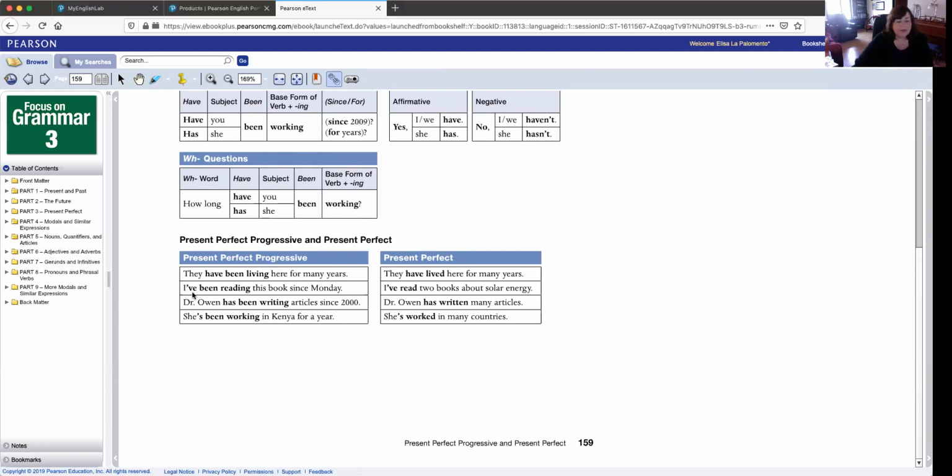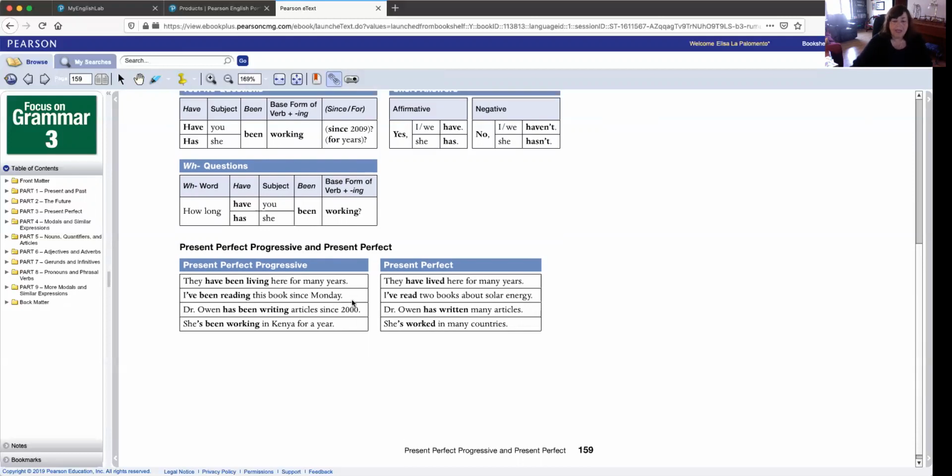Present perfect progressive. I have been reading this book since Monday. So this means that I started to read the book on Monday and I am still reading the book. It's a continuation. I am still reading the book. However, this is similar about reading books, but this is present perfect tense. I have read 2 books about solar energy. In this case, I have already read this book. I'm finished reading the books, okay?